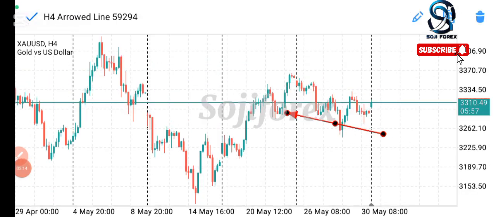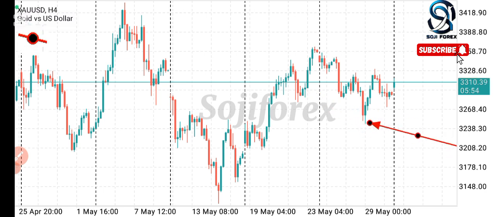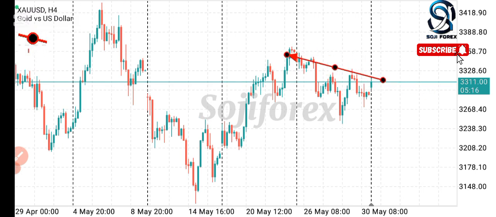So simply put, support are those zones where buyers step in to prevent the price from going lower, while resistance zones are those zones where sellers step in to prevent the price from rising higher. So it's just like in a normal life scenario. The support zone serves as a floor, while the resistance zone serves like the ceiling of a room.